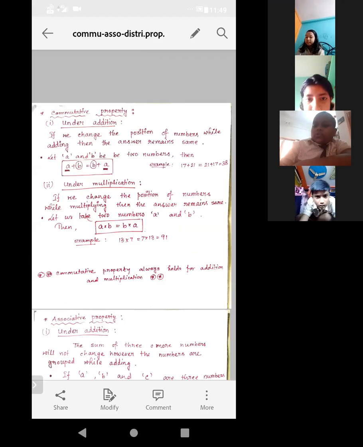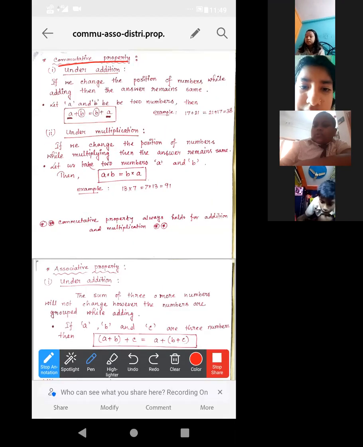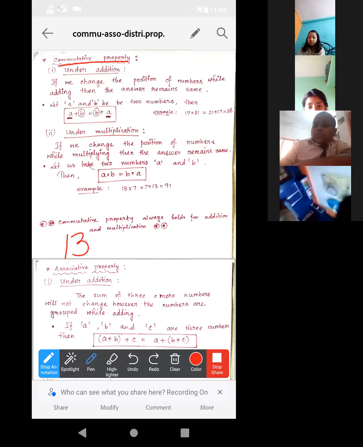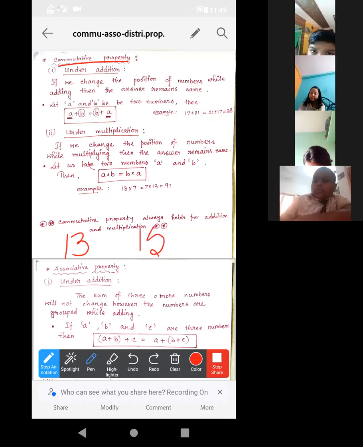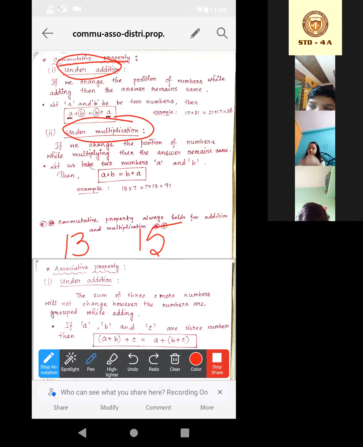Acha, commutative property under addition, I already explained yesterday, but you have not written it. So today just write this one. Look, all of you can see the screen. Commutative property, basically I explained. Suppose we are taking two numbers, one number 13, another number 15. Now, commutative property under addition and under multiplication, we need to know only these two, because under subtraction and under division it is not satisfied, okay?